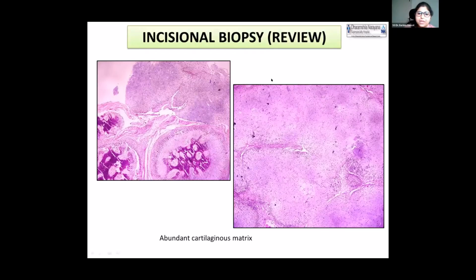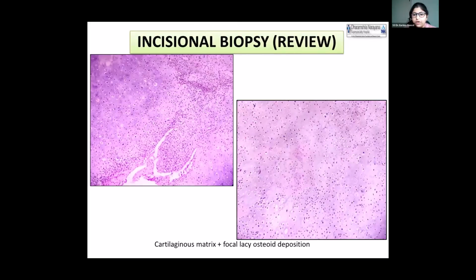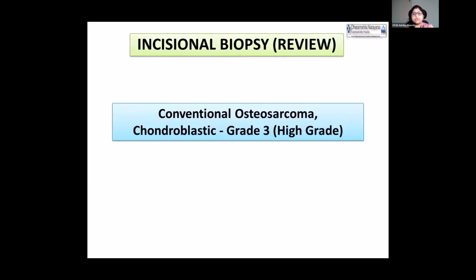The patient had undergone an incisional biopsy, which was reviewed at 2 institutes in Russia. So the incisional biopsy blocks were reviewed at our institute also. And the sections revealed abundant cartilaginous matrix, and pleomorphic spindle and polygonal cells were present. Also, there were small foci of lacy osteoid-like deposition. So based on the incisional biopsy findings, we gave a diagnosis of a conventional osteosarcoma, chondroblastic variant, grade 3, high grade.